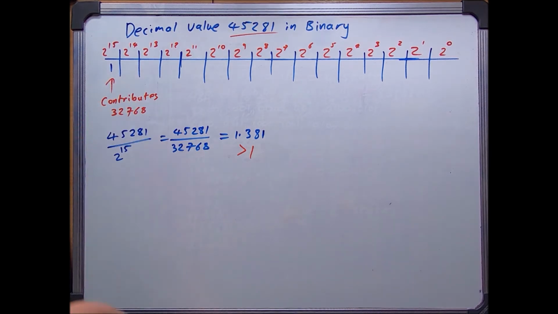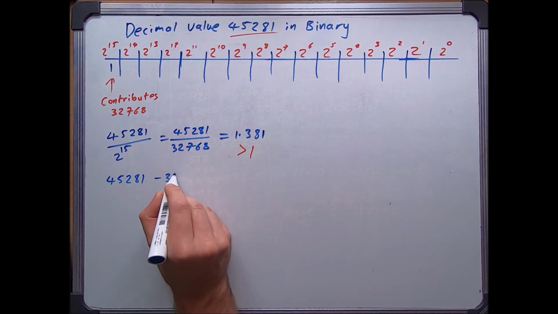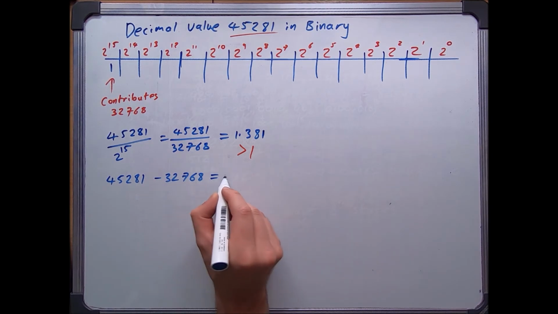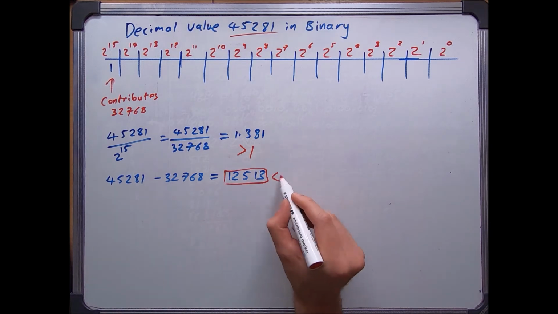Now that we've determined this, we need to subtract this out so that we only continue to work on the number which is made up from the remaining bits. I subtract 32,768 from 45,281, which gives a new number of 12,513, and we can now move on to the next column.